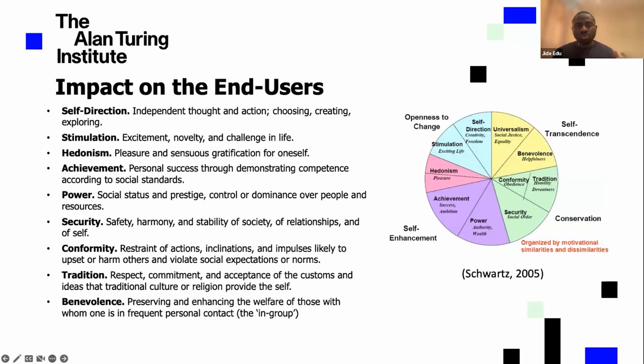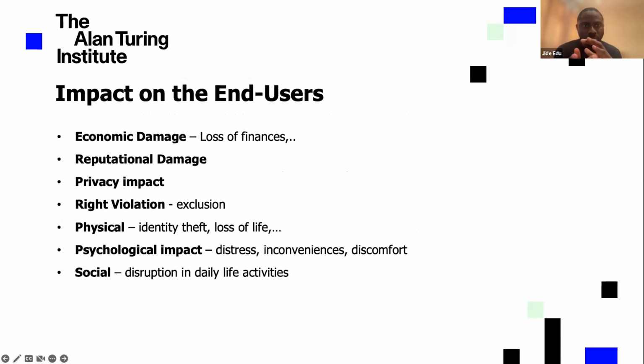And likewise, to better understand the impact on the end users, we look at literature on human values in general. In the same way we did for the government values, we use a proxy to see how we can better quantify this impact. And at the end, we came up with 7 impact categories, which are the economic damage, the reputational damage, the rights violations of the end users, and the physical damage, like identity theft or loss of lives. And we have the psychological impact, which could be distress, inconveniences, and discomfort, and also the social impact, such as how a compromise to national identity systems could disrupt their daily activities.